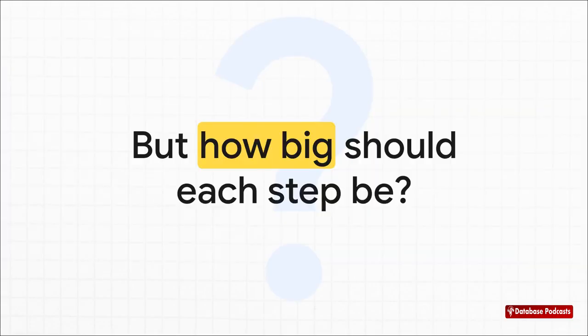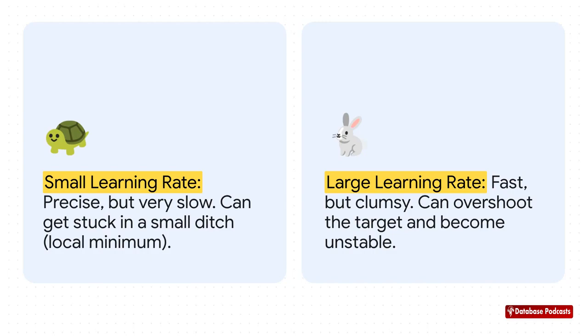All right, that seems straightforward enough, right? But of course, there's a catch. Every single time our little ball moves downhill, it has to take a step. The question is, how big should that step be? And this turns out to be a really, really important question. That step size is controlled by a supercritical setting called the learning rate.